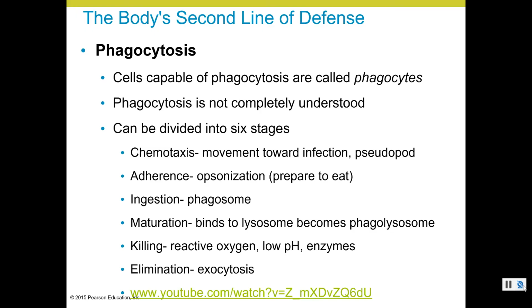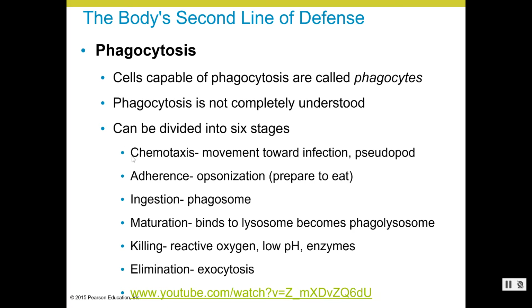So phagocytosis, again, this is something you've probably experienced before. Any cell that is capable of this process of phagocytosis, which is kind of eating up and killing foreign invaders, can be called a phagocyte. So an eosinophil is a phagocyte, a macrophage is a phagocyte, because these are cells that are capable of phagocytosis.